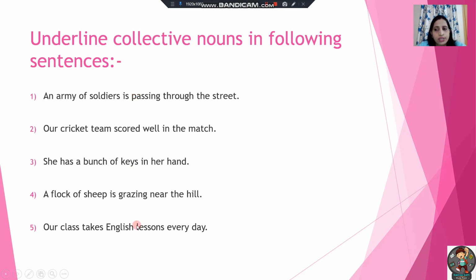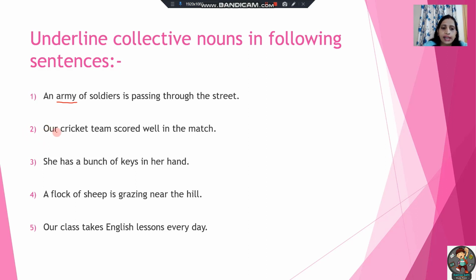So here are a few sentences. In these sentences we will underline, we will tell what will be the collective nouns. For example, this is the first sentence. An army of soldiers is passing through the street. So here, for the group of soldiers, we are using one collective noun, that is army. So army will be the collective noun for the group of soldiers.